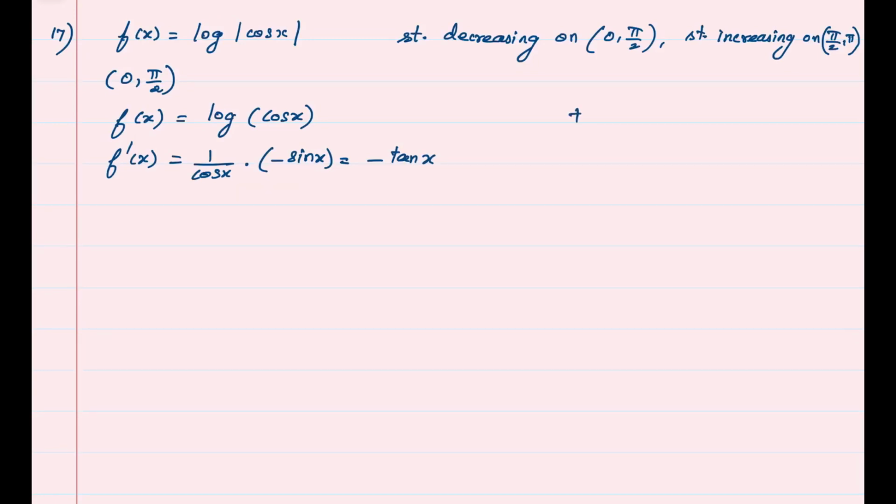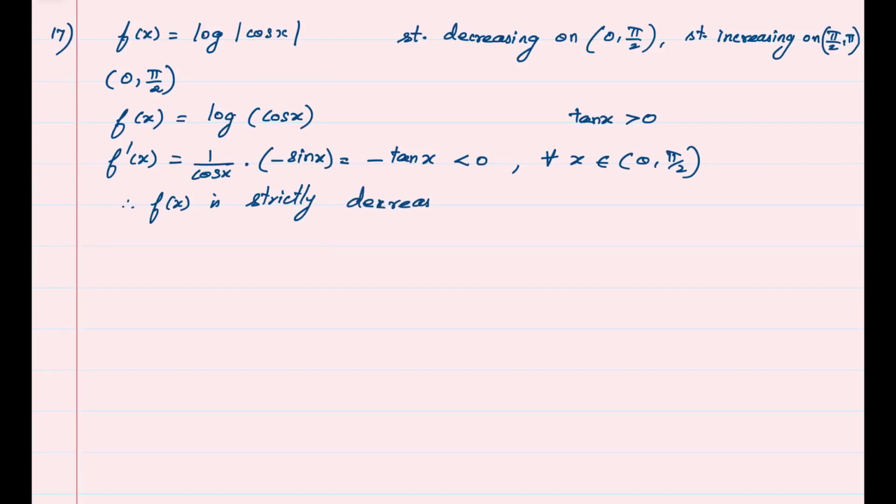We know that in the first quadrant tan x is greater than 0. 0 and pi by 2 are not included, so there is no problem. Therefore, minus tan x will be less than 0 for every x belonging to the given interval. Therefore, f of x is strictly decreasing on open interval 0 to pi by 2.